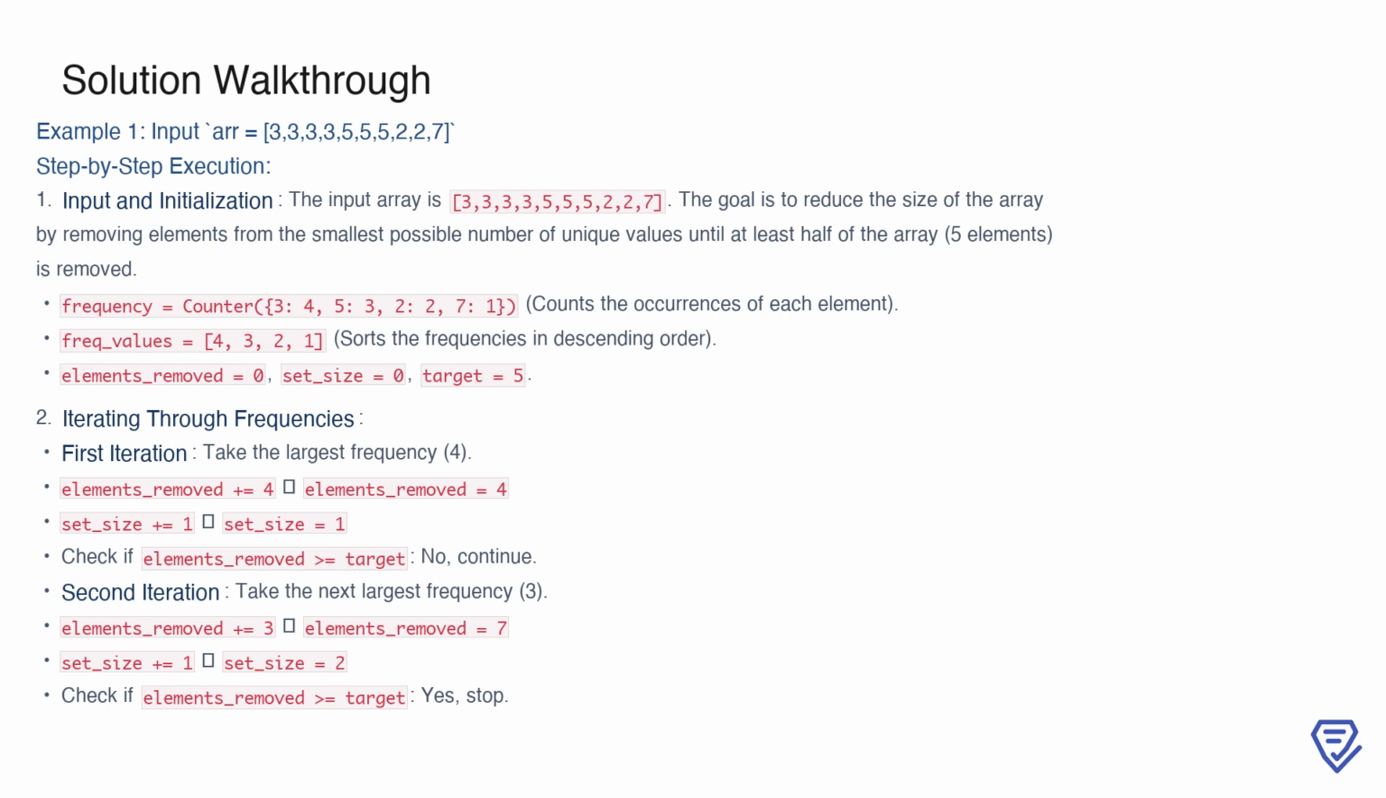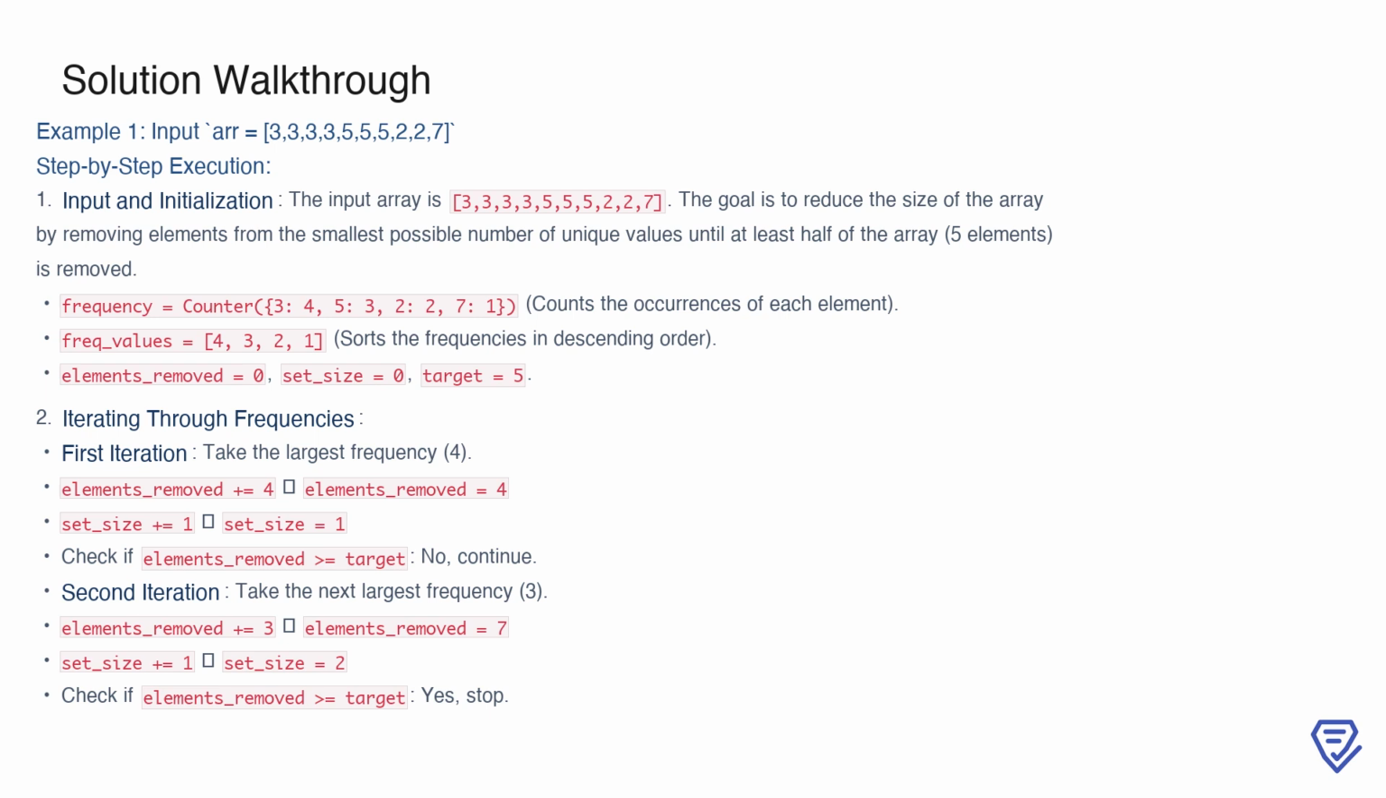Next, we extract these frequencies and sort them in descending order, giving us frequency_values equals 4, 3, 2, 1. We initialize some variables: elements_removed equals 0, which tracks the total number of elements we've removed so far; set_size equals 0, which tracks the number of unique values we've selected; and target equals 5, which is the minimum number of elements we need to remove. Now, we begin iterating through the frequencies. First, we pick the largest frequency, which is 4.